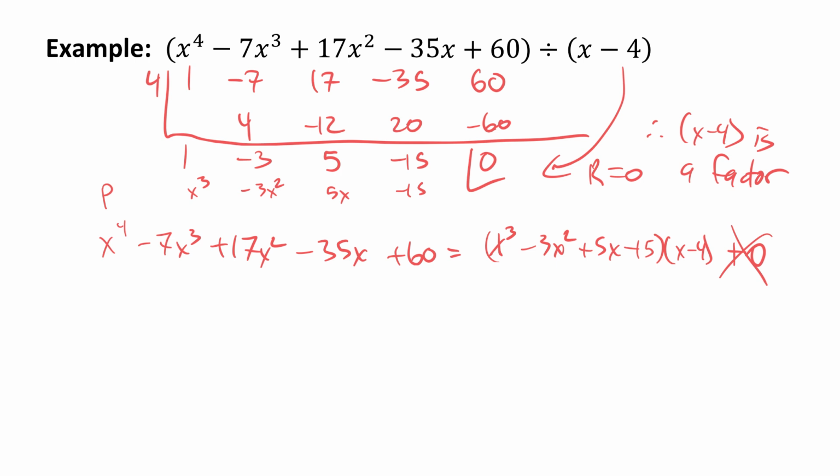Thinking back to our very first example, 24 divided by 8 is going to be 3. And since there's no remainder, that means 3 is a factor. Well, both 3 and 8, I should say. But yeah, 8 is a factor of 24. So in this case, x minus 4 is a factor of the larger polynomial.